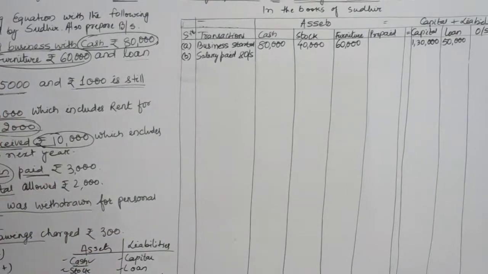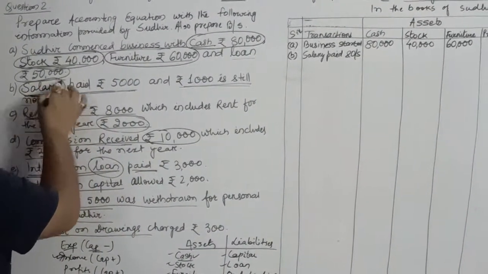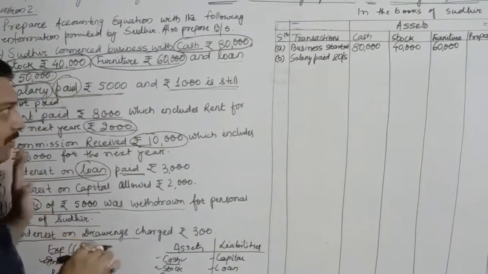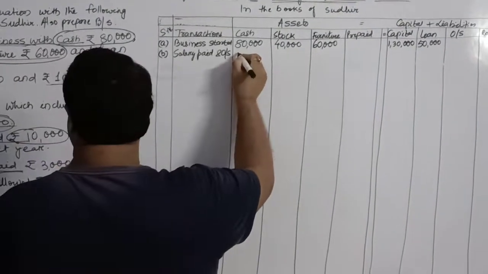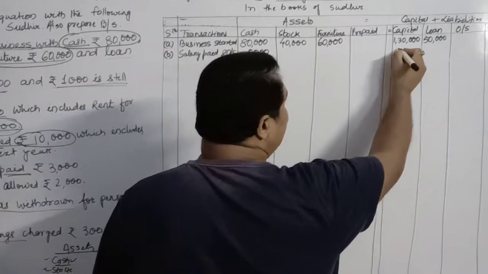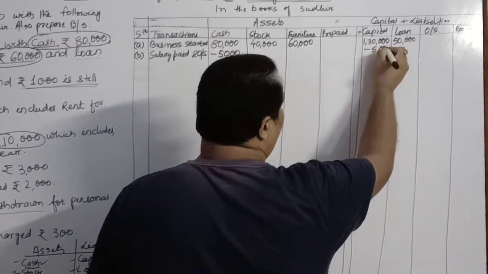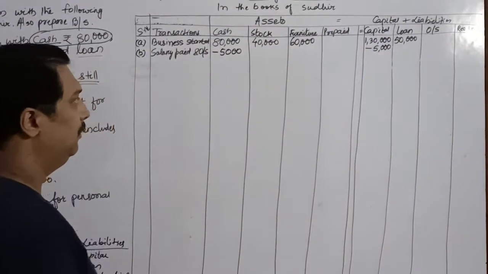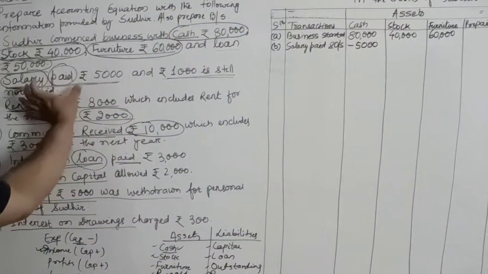So what are the two things? First, it is an expense, and second, we are paying. So our cash will reduce rupees 5,000. At the same time, it is an expense, salary is an expense, so my capital will get reduced. Now, this much part is over.